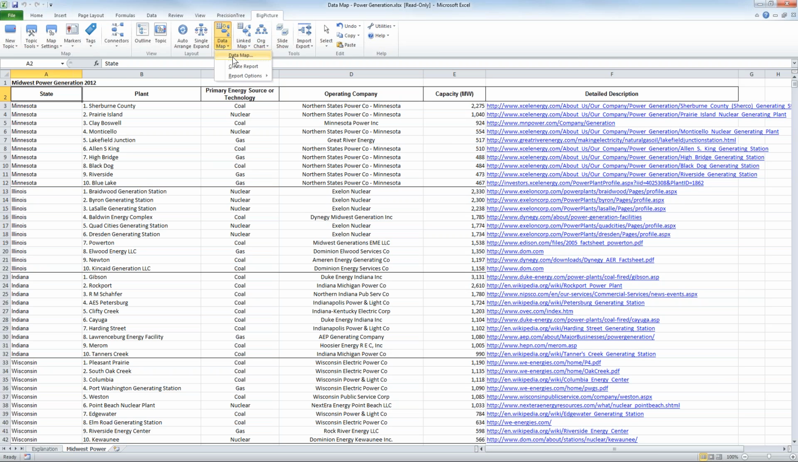If I go here to data map, I'm going to click on this, but I just want to point it out. You can see there's a lot of stuff going on in the ribbon of Big Picture. You may or may not have noticed that there's less stuff going on now that our PrecisionTree decision tree is not opened up there.